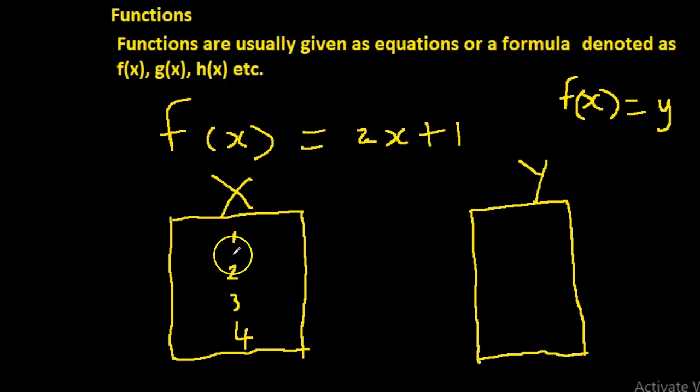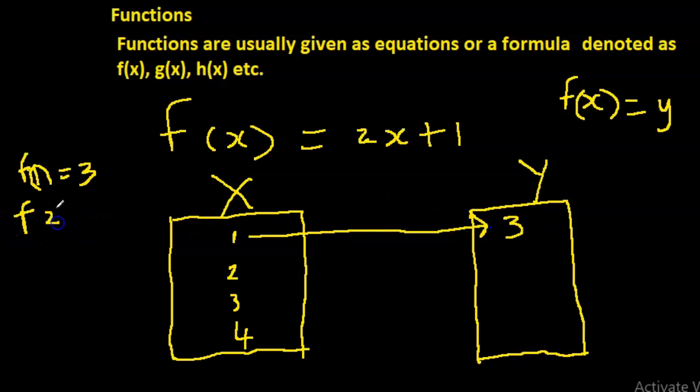Now, according to this function, 1 will be mapped to what? We normally find the mapping by finding f of 1. f of 1 simply means that in the function, wherever we see an x, we replace that x with 1. So f of 1 will be 2 times 1, which is 2, plus 1, that gives us 3. In other words, this function maps the number 1 to the number 3.